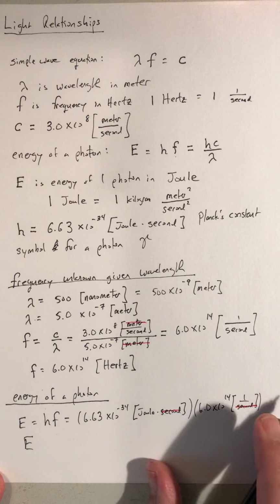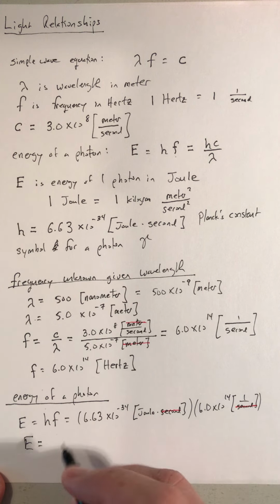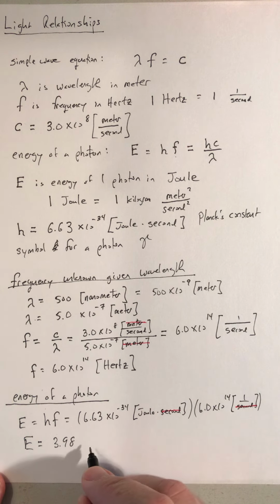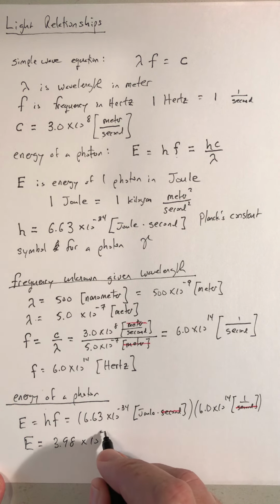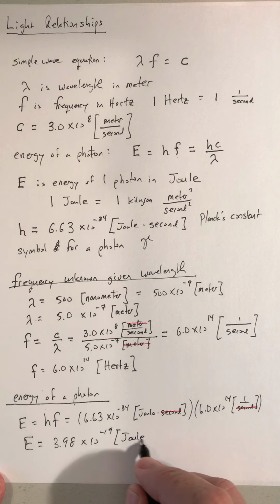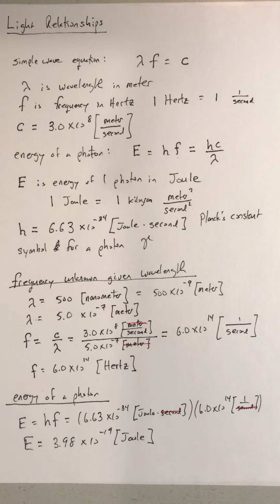So the energy of one photon is 3.98 times 10 to the minus 19 joules. All right. Tiny, tiny energy in one photon of light.